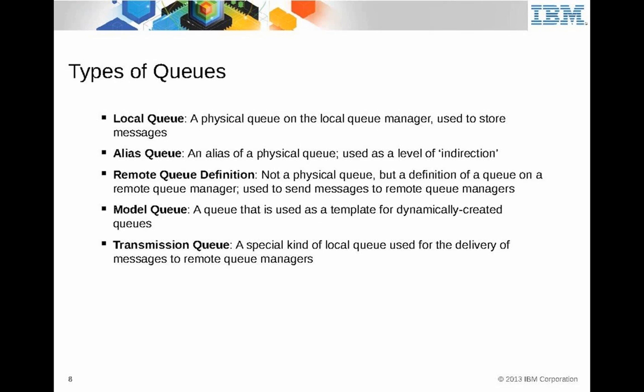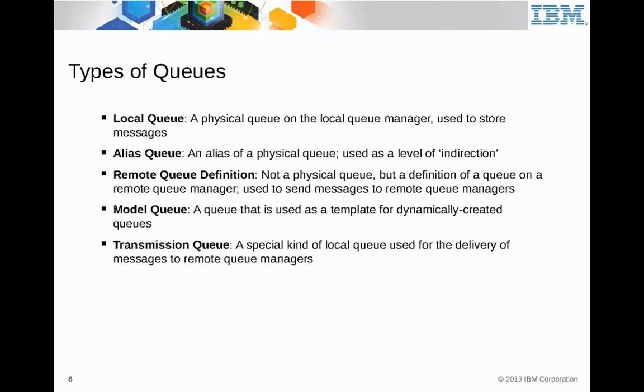There are several types of queues. A local queue is a queue that exists right here on my local queue manager. So it's where I would put messages. An alias queue is a level of indirection. So we mentioned views earlier with DB2, which is really a view into a real table, kind of an alias into a real table. A queue is kind of the same thing.